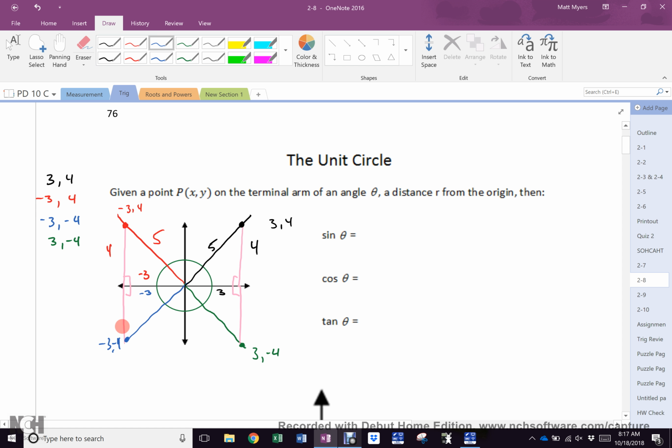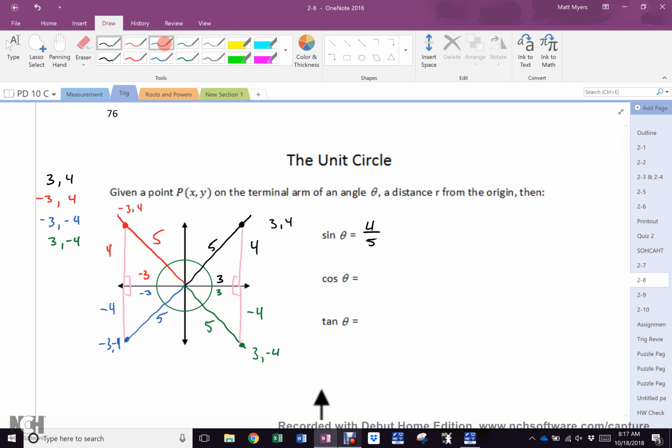Negative 3. What is this distance? Negative 4. What is this distance? 5. What is this distance? Negative 4. What is this distance? 3. What is the hypotenuse? 5. What do you notice? What is sine of this black angle? 4 over 5. Right?